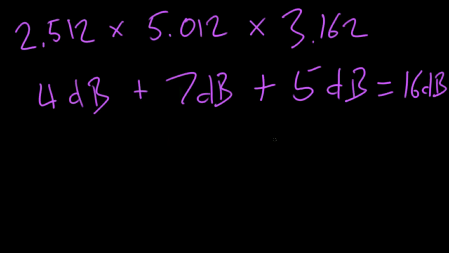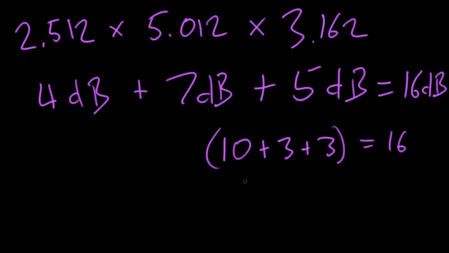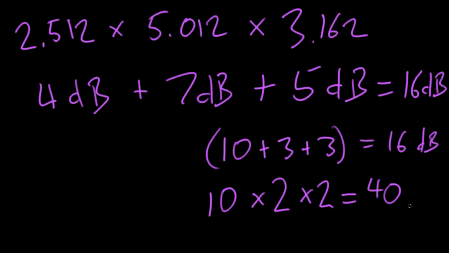Now, if we want to know that result as a ratio instead of in decibels, then we'd take that 16 and divide it into 10 plus 3 plus 3, right? That's equal to 16. And we would say, from the 10, we get multiplying by 10. From the 3, we get multiplying by 2. Remember, 3 dB is a doubling. And from the other 3, we get another doubling. So he would be 40 times taller than me, a ratio of 40 to 1. And if I'm 2 meters tall, then he's 80 meters tall.